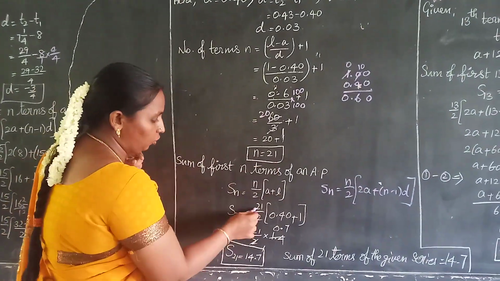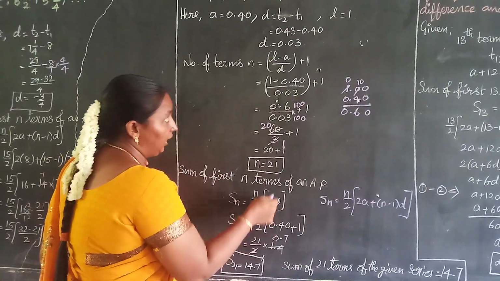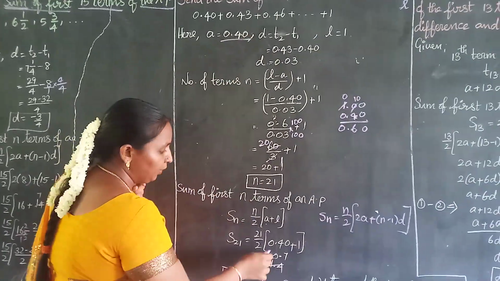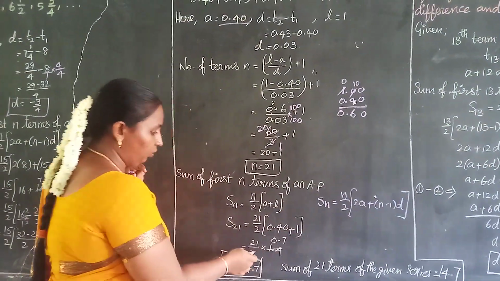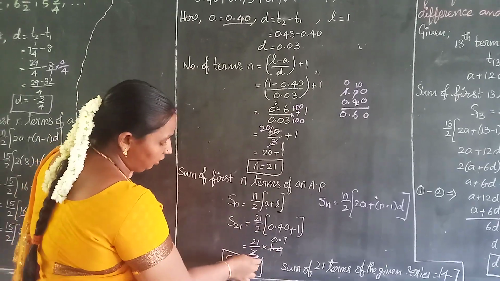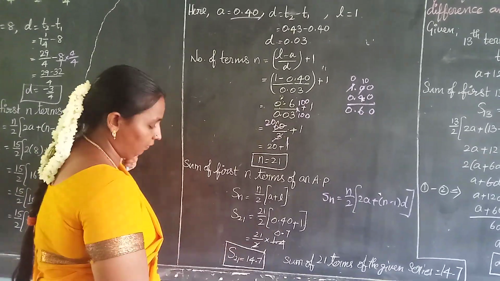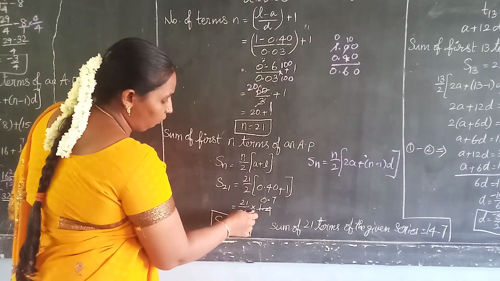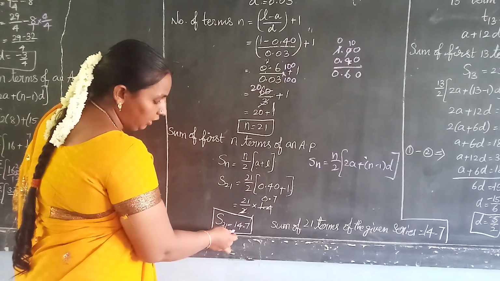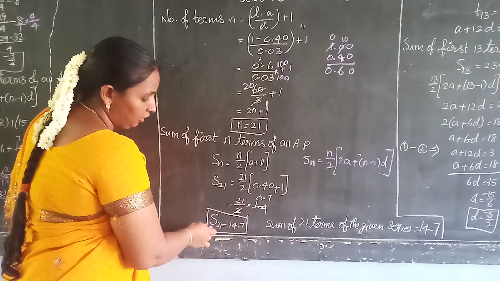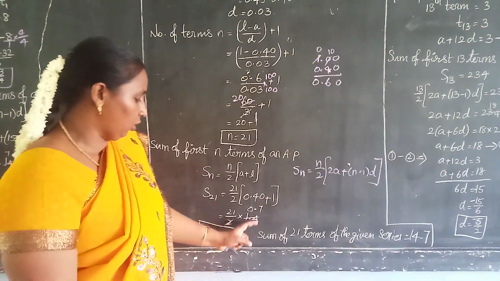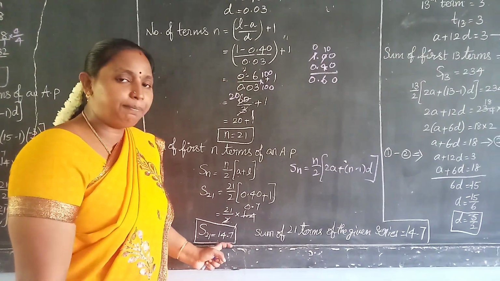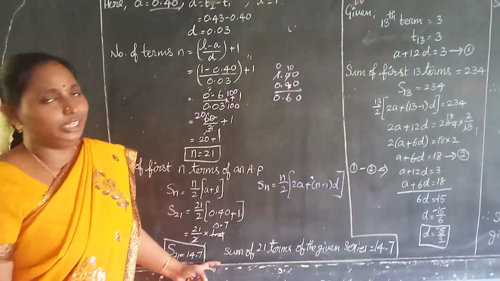So write Sn equal to n by 2 into a plus l. N we found is 21, divided by 2. A is 0.40 plus last term is 1. If you add these two, you will get 1.4. Cancel this. 2 1s are 2, 2 0.7s are 1.4. So multiply 21 into 0.7, you will get 14.7. So S21, that is the sum of 21 terms of the given series, is 14.7. So did you understand this?